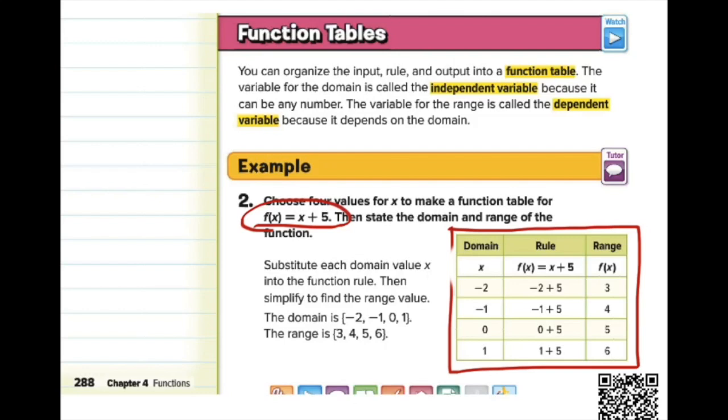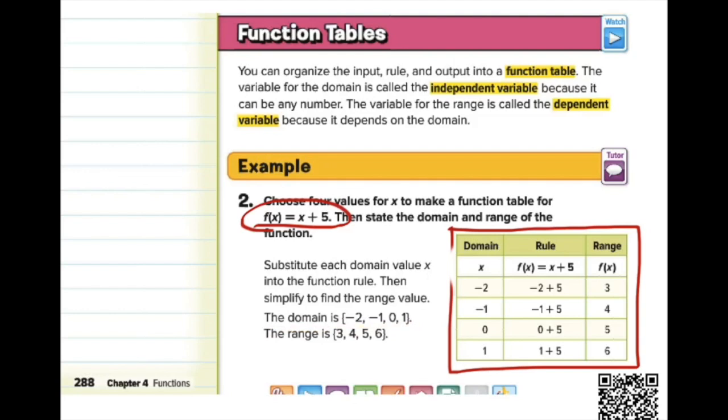So plugging in an x, getting a y. Okay? When you're asked to write the domain, the way it's usually written is with a little squiggly bracket, and then you list your numbers. So -2, -1, 0, 1. My range is 3, 4, 5, 6.